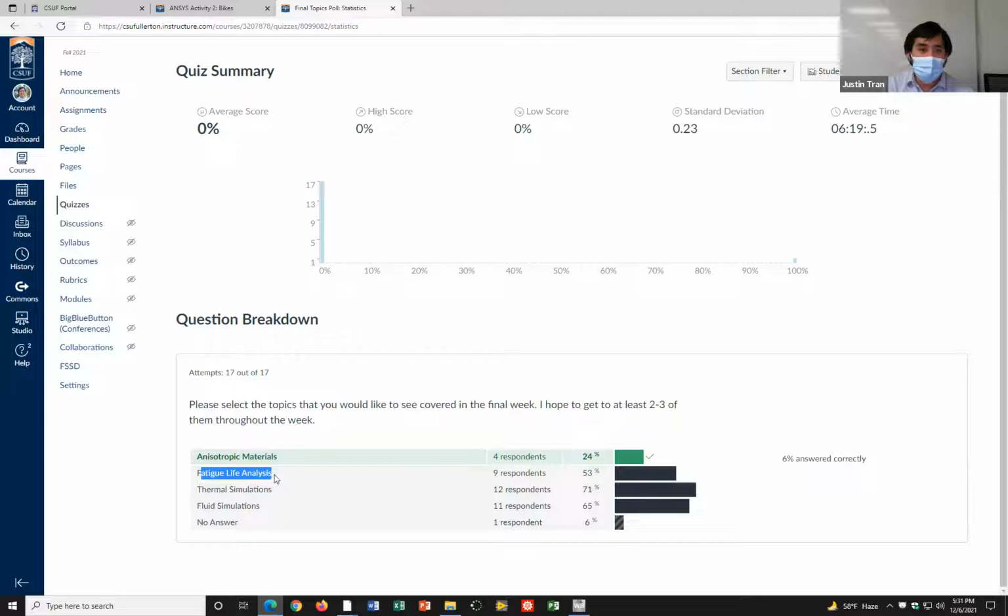If we do have enough time on Wednesday after fluids, that is. Thermal and fluids are the two more time-consuming ones because there is a bit of theory that we have to go over beforehand. But on the off chance that we have some free time on Wednesday, then I'll cover fatigue life analysis. But for sure, this week we're going to do harmonic system response, thermal simulations, and then fluid simulations.